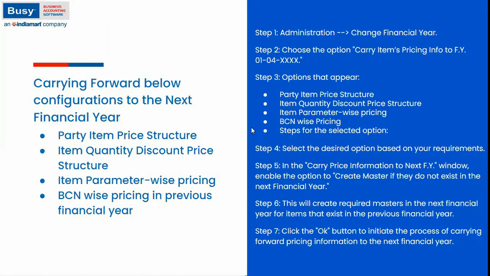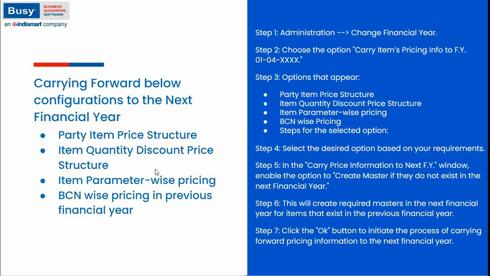Similarly, not only for the price structure, you can do it for your item quantity discount price structure case also. Even if you are using item parameter wise pricing, you have to do these settings. In the BCN wise pricing case, you have to do these settings. To transfer the BCN wise pricing, you can use this option.